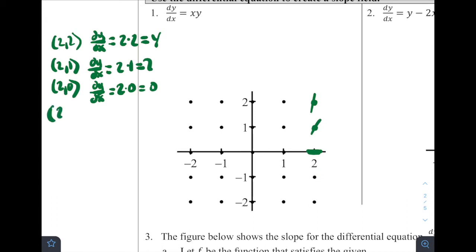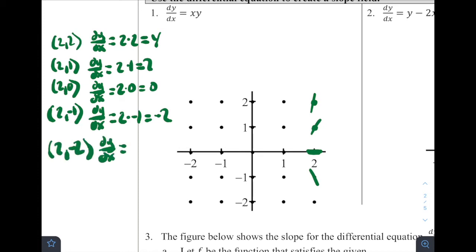So for example, 2, -1 has a derivative of 2 times -1, which is -2. So notice now we're going to do a negative slope, something like that. And then 2, -2, the derivative there would be 2 times -2, which is -4. And so we're going to have a steeper slope like this. So what I've done essentially at each of these points is I've calculated what the slope would be, and I drew a little tick mark on that coordinate showing visually how steep that slope is, if the slope's positive or the slope is negative.